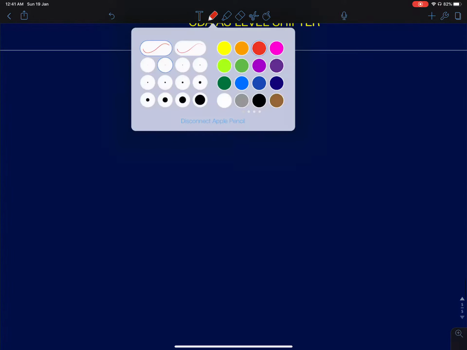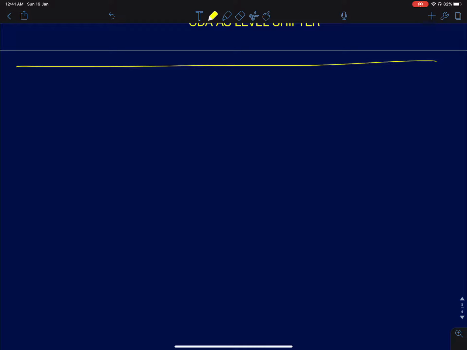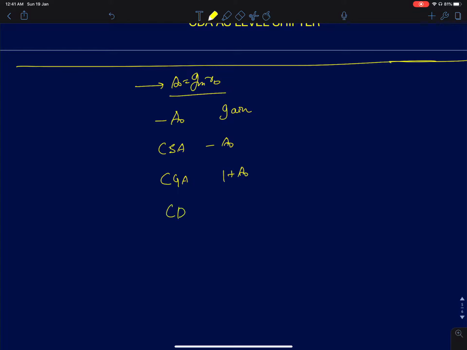So very quickly, I'll just write the intrinsic, unloaded gains for common source, common gate, and common drain. For common source, it is minus A naught, where A naught is gm r naught, called the intrinsic gain. Now, for the common source amplifier, A naught is the intrinsic gain. I'll write the gain. For the common gate amplifier, it is 1 plus A naught. And for the common drain amplifier, it is A naught by 1 plus A naught.